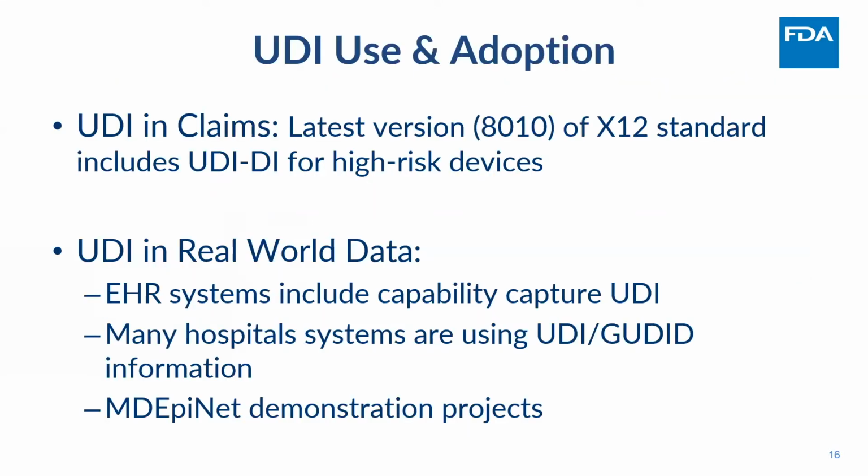Most encouraging, honestly, is the incorporation of the UDI device identifier in the X12 standard, which is used for claims processing. So the latest version, 8012, included it. There was a tremendous amount of work put in by the UDI team to promote this and to push for this and to work with all stakeholders. So we're super excited about this. There is still a lot of work that needs to happen.